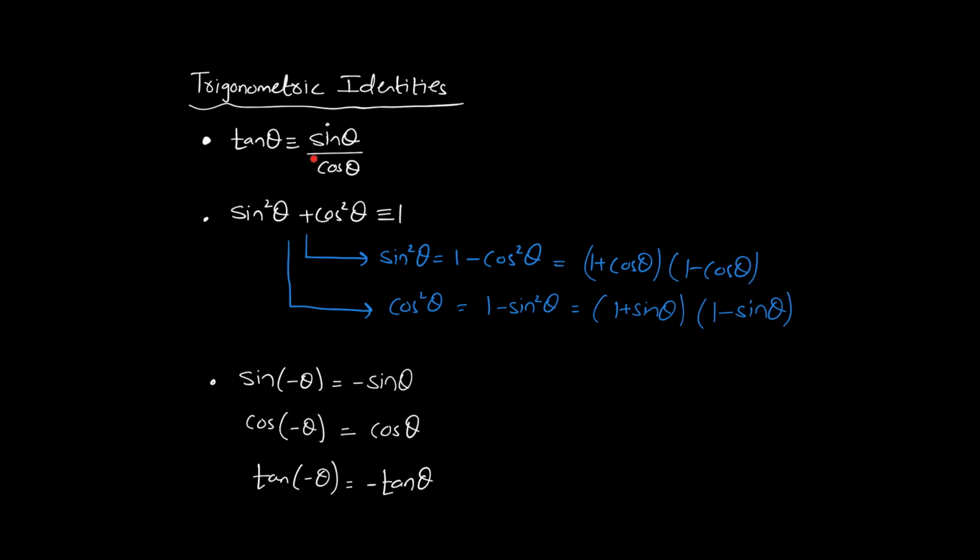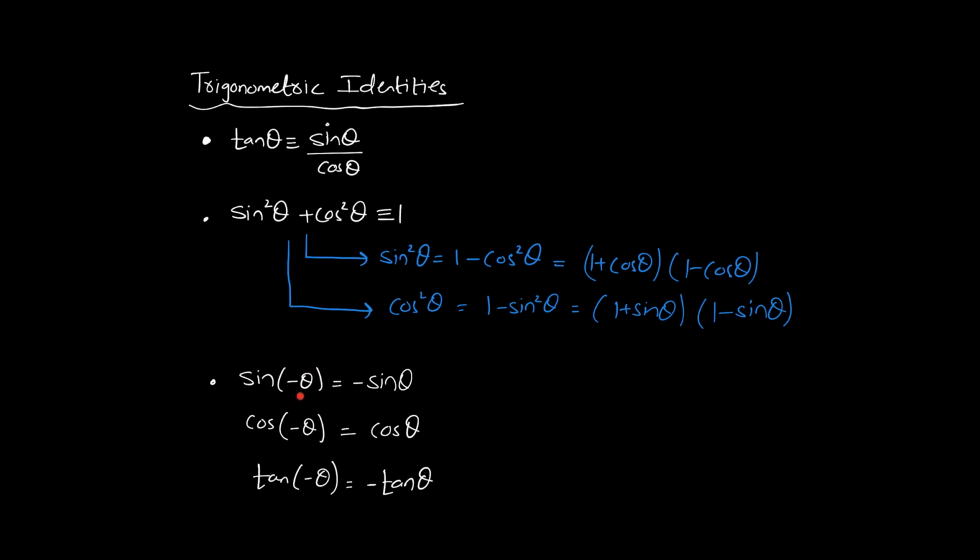One of the common trigonometric identities is tan theta is identical to sine theta over cos theta. So it's a ratio of sine theta over cos theta. Then you have sine square theta plus cos square theta identical to 1, which can be rearranged as sine square theta equals 1 minus cos square theta, and cos square theta equals 1 minus sine square theta. And 1 minus cos square theta can be factorized as (1 plus cos theta)(1 minus cos theta), and same for 1 minus sine square theta, which can be written as (1 plus sine theta)(1 minus sine theta).